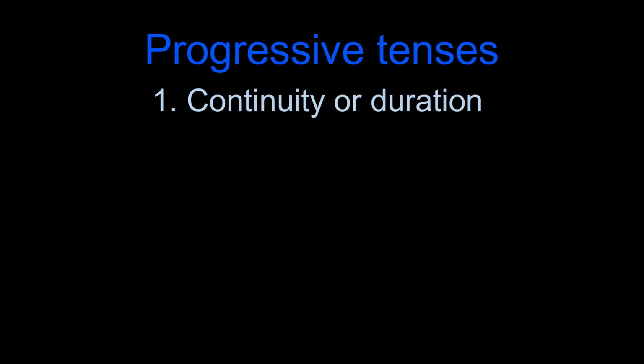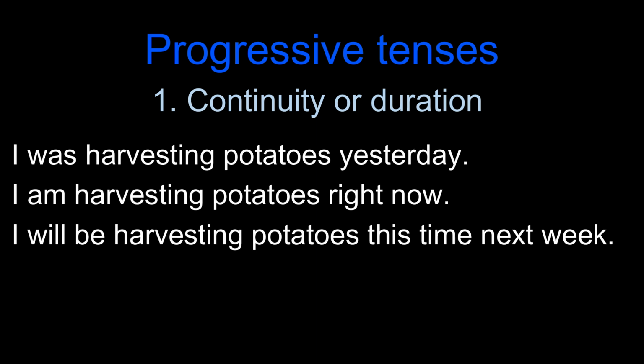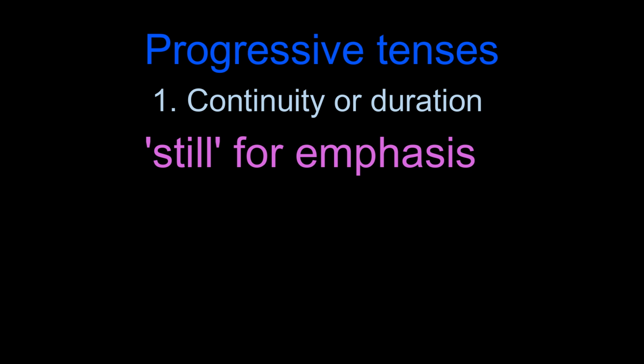Progressive tenses emphasize continuity or duration during a specific time period. Here are example sentences. I was harvesting potatoes yesterday. Past continuity. Present. I am harvesting potatoes right now. Current continuity. Future. I will be harvesting potatoes this time next week. Future continuity. To highlight continuation, the word still is used.